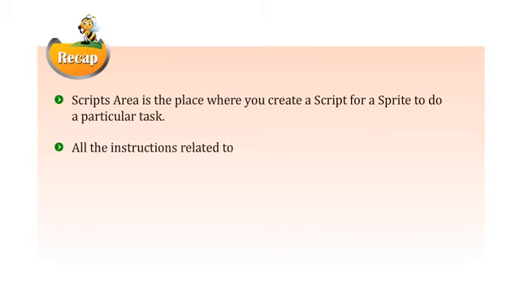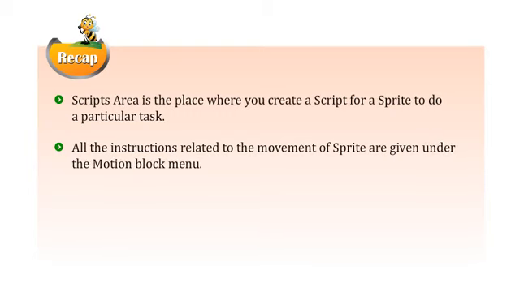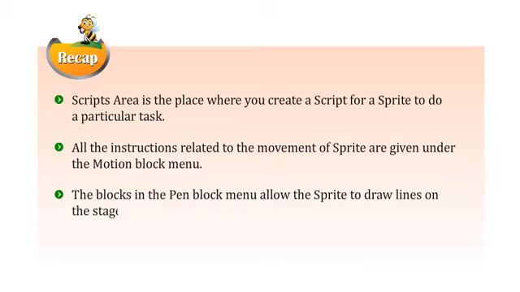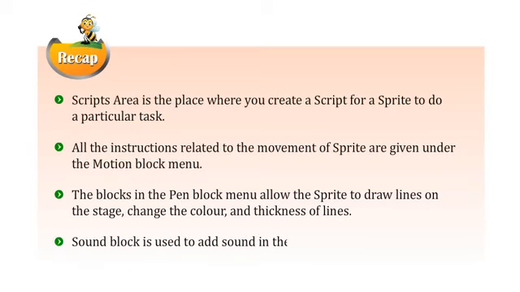All the instructions related to the movement of Sprite are given under the Motion block menu. The blocks in the Pen block menu allow the sprite to draw lines on the stage, change the color and thickness of lines. Sound block is used to add sound in the project.